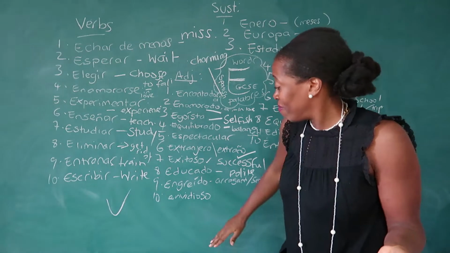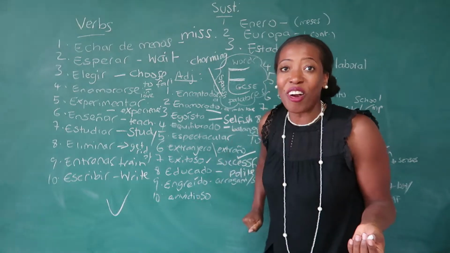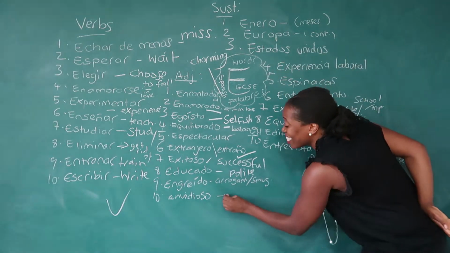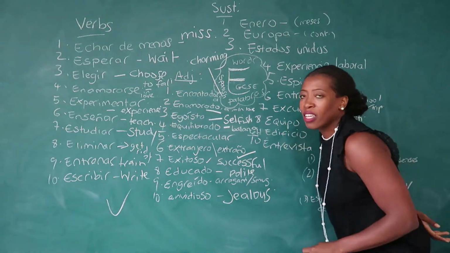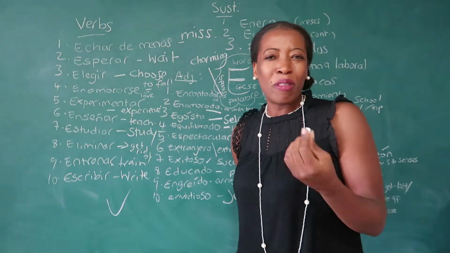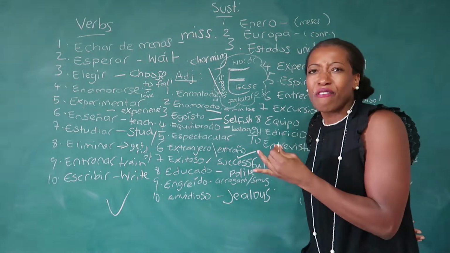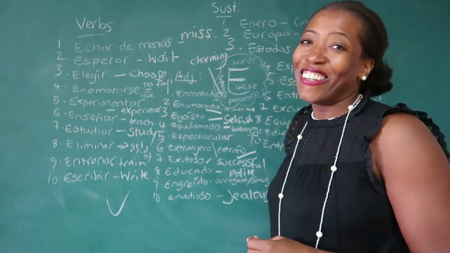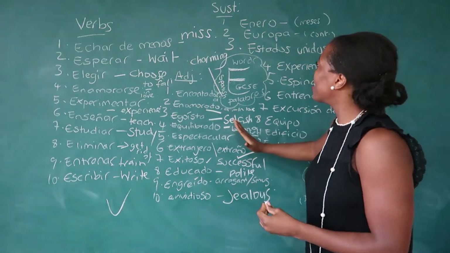And your last one on the list of adjectives is envidioso. Envidioso? Can you guess it? If you take this off, what do you have? Envy. That's right. So it is jealous. What a jealous friend you are. Es una amiga muy envidiosa. Okay, it's a very envious friend. Okay, envious, jealous. So there you go. Right. So that is it for our adjectives.